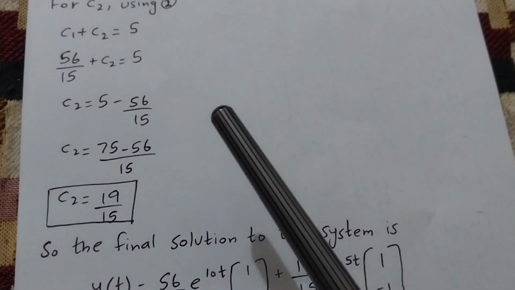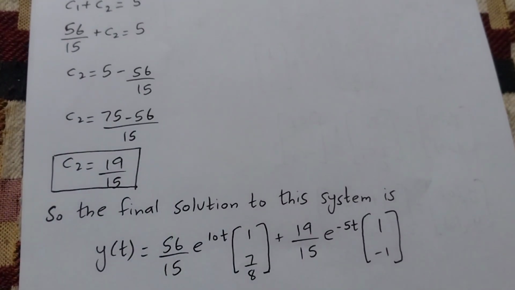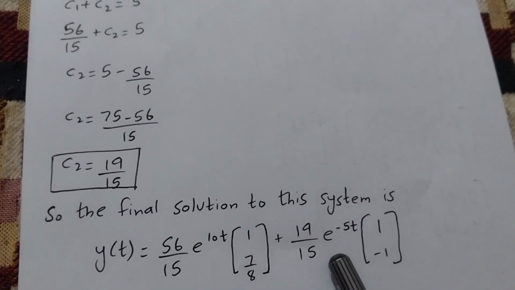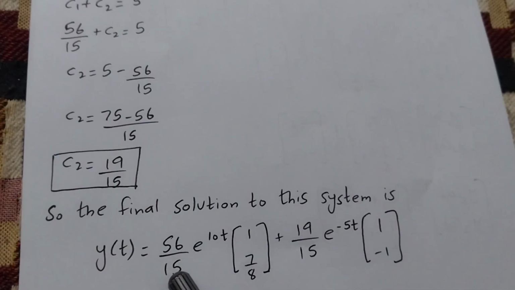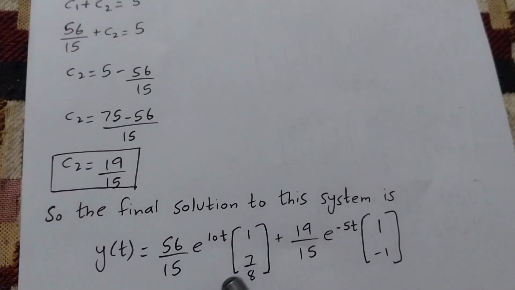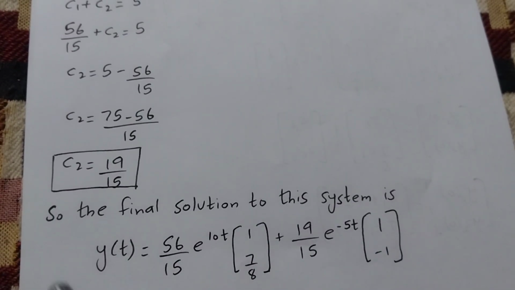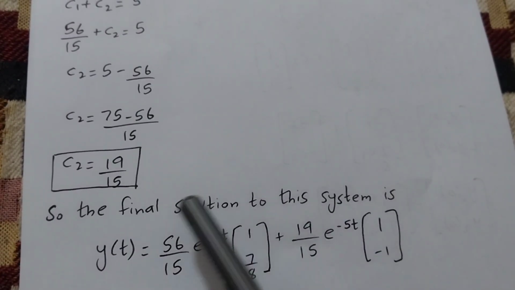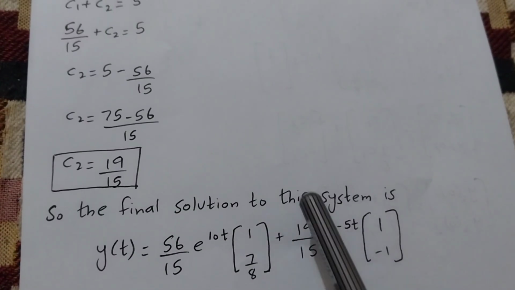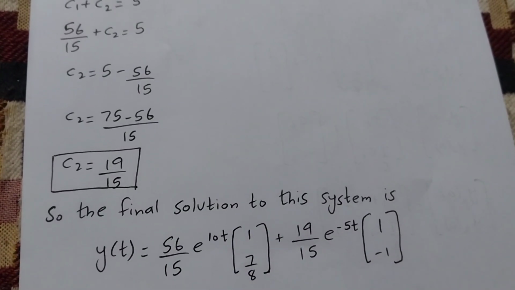So the final solution to this system is a sum of two exponentials, e raised to power 10t and e raised to power minus 5t. Those exponentials are multiplied with constants 56 over 15 and 19 over 15, and they are also multiplied with the vectors 1 and 7 by 8, and 1 and minus 1. So this will be the final, complete particular solution for our given system of linear first order differential equations.